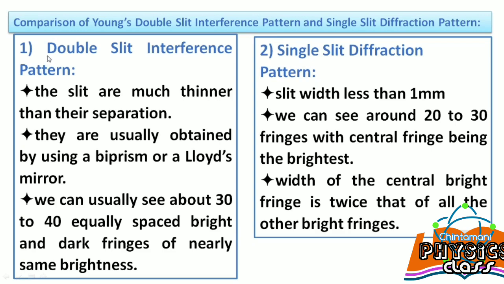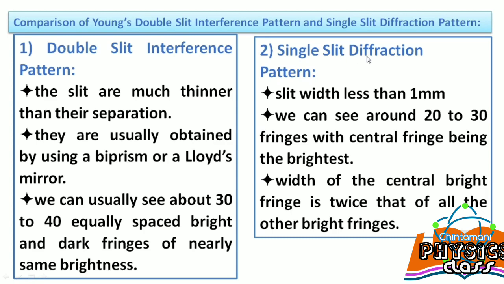Next point is the comparison of Young's double slit interference pattern and the single slit diffraction pattern. First, the double slit interference pattern. The slits are much thinner than their separation. They are usually obtained by using a biprism or a Lloyd's mirror. We can usually see about 30 to 40 equally spaced bright and dark fringes of nearly the same brightness.